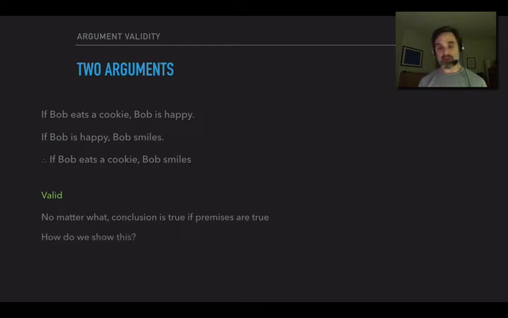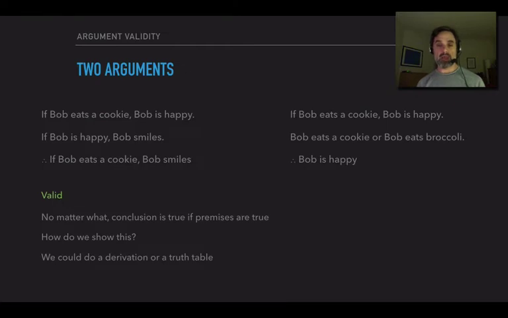And we could demonstrate that in different ways. We might do it by producing a derivation, or we might do it by doing a truth table, and that's what we'll be talking about in this video. Now here's another argument. If Bob eats a cookie, Bob is happy. Bob eats a cookie or Bob eats broccoli, therefore Bob is happy. This argument is invalid. How might we show that?